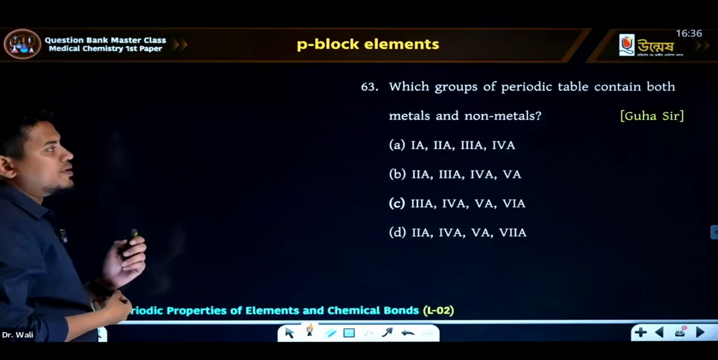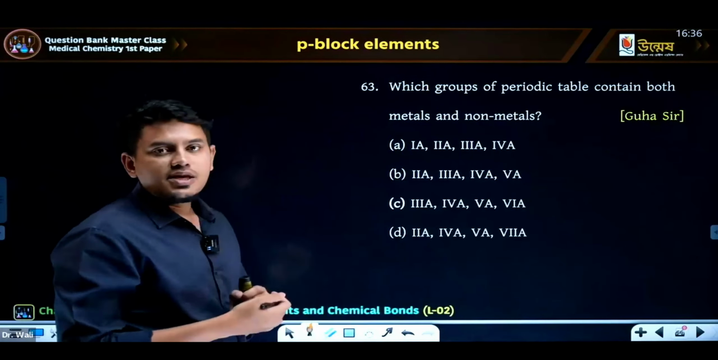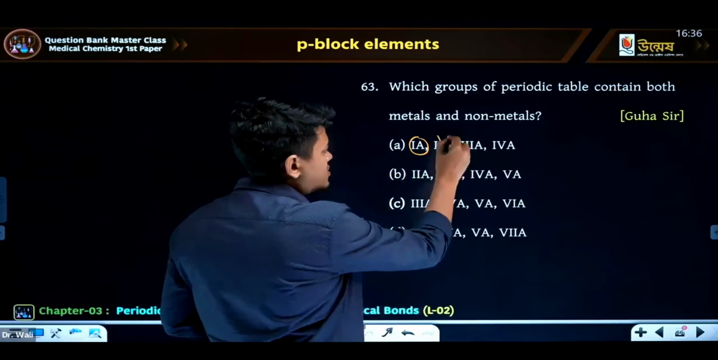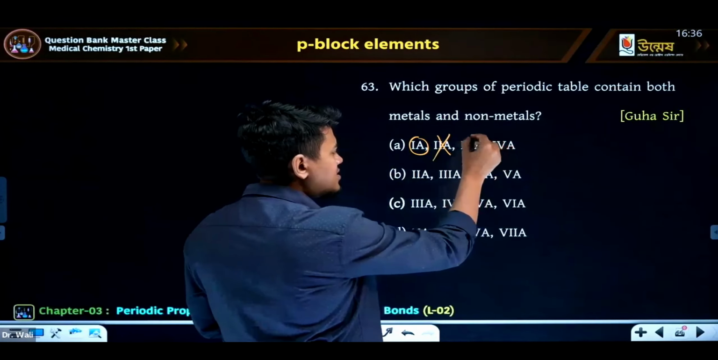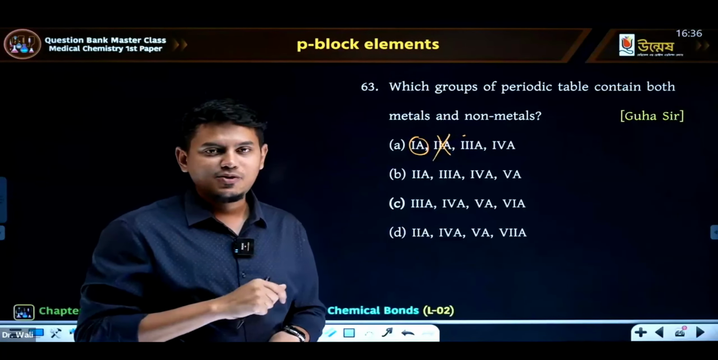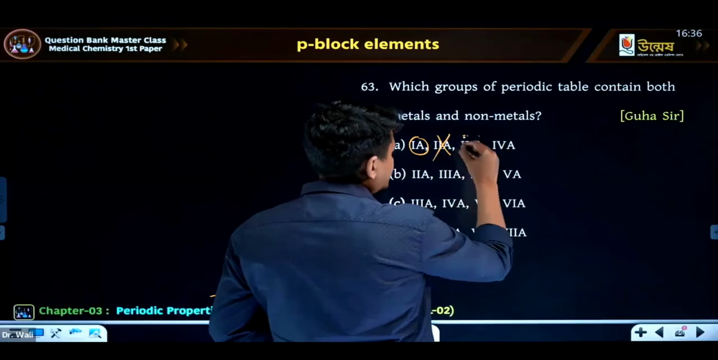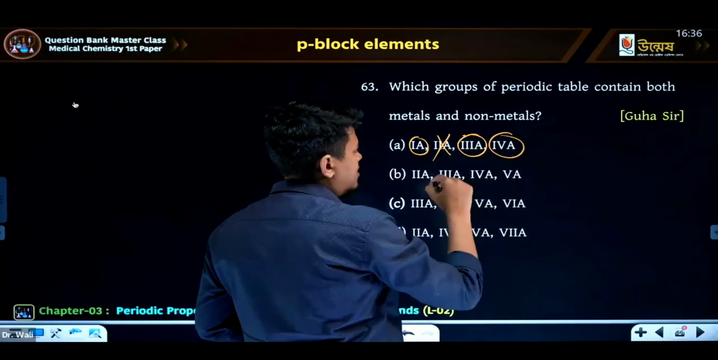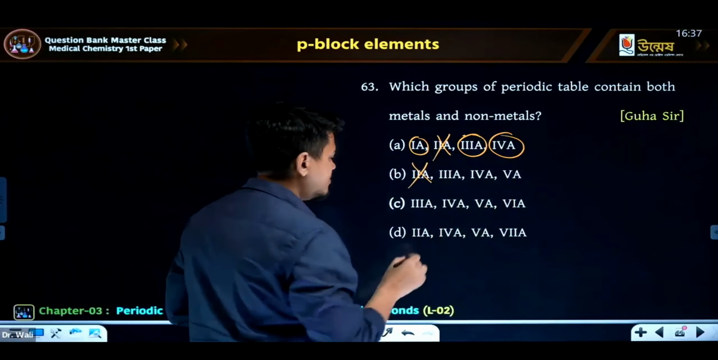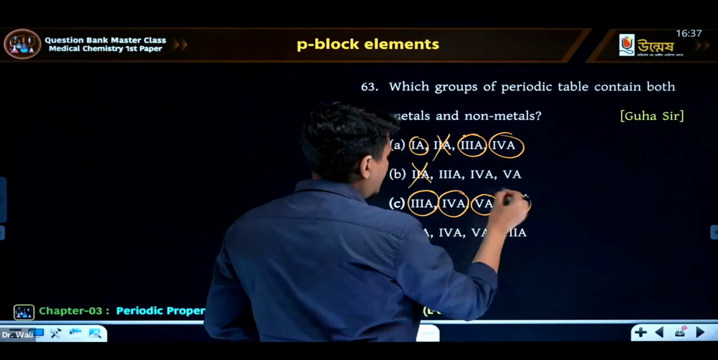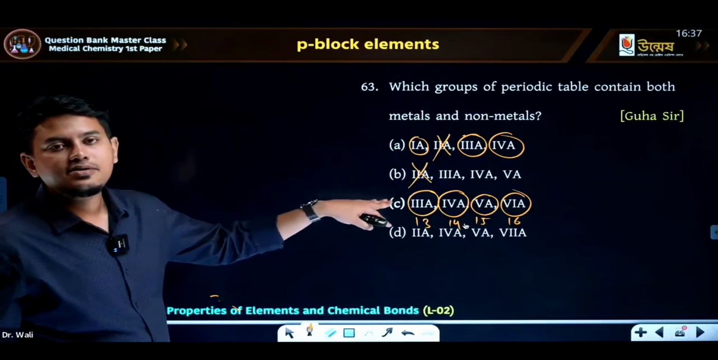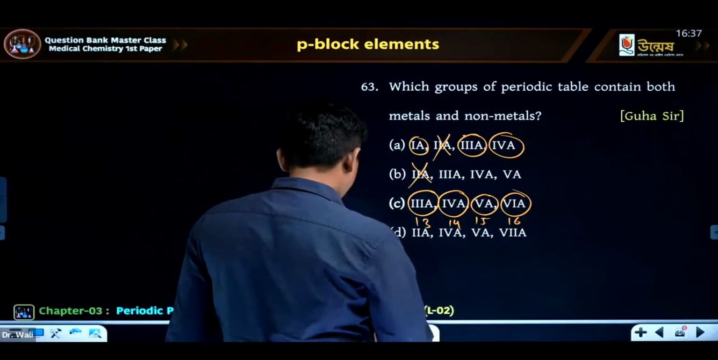Okay. Which groups of the periodic table contain both metals and non-metals? This is a tricky question. Group 1 carries both metal and non-metal, but group 2 does not carry both. Group 3 does not carry both metals and non-metals, but group 13 does. Group 13 can also be written as 3A. So this one is correct. 4A is also correct. So option A will not be the answer. Again, since it has 2A, B is also excluded. I think all these are located within the p block. So certainly they have both metals and non-metals, and the answer will be C.